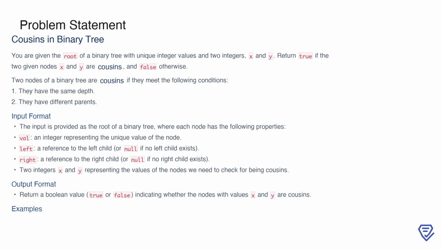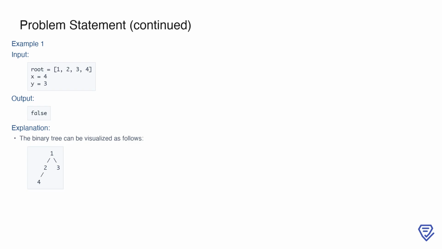The input consists of the binary tree itself, represented by nodes with properties such as val for the node's integer value, and left and right references for its children. Additionally, you'll be provided with the two integer values, x and y, whose relationship you need to evaluate. The output is a Boolean value indicating whether the nodes x and y fulfill the conditions to be cousins. Let's take a look at the first example.